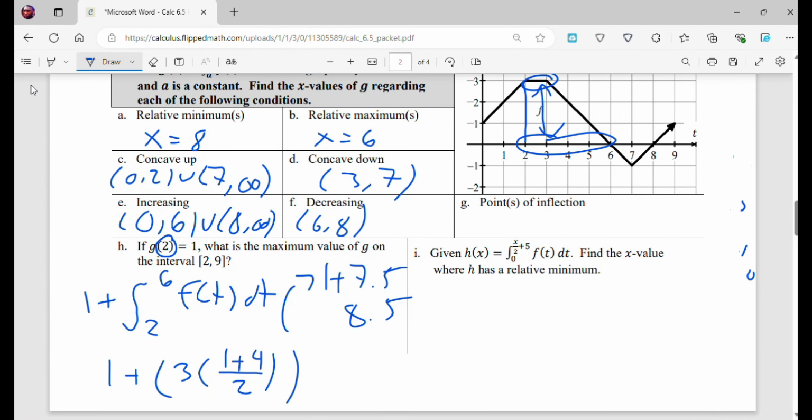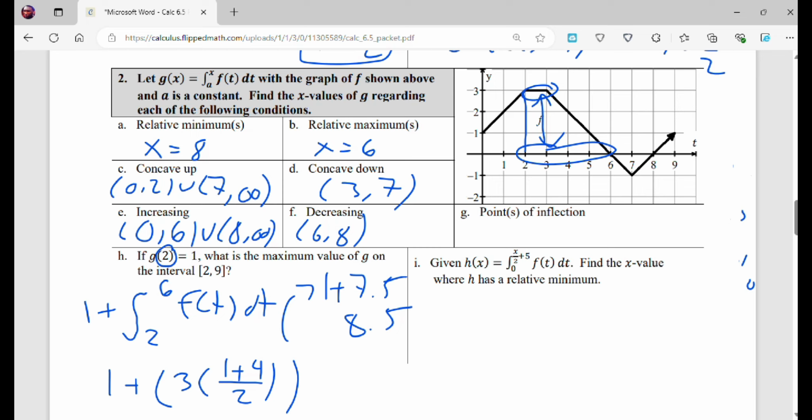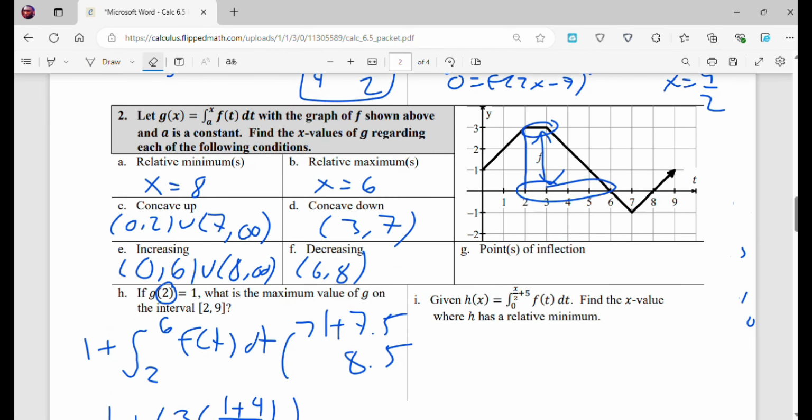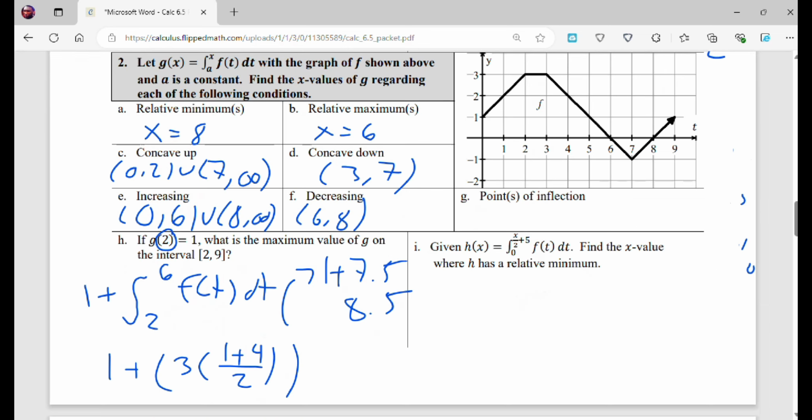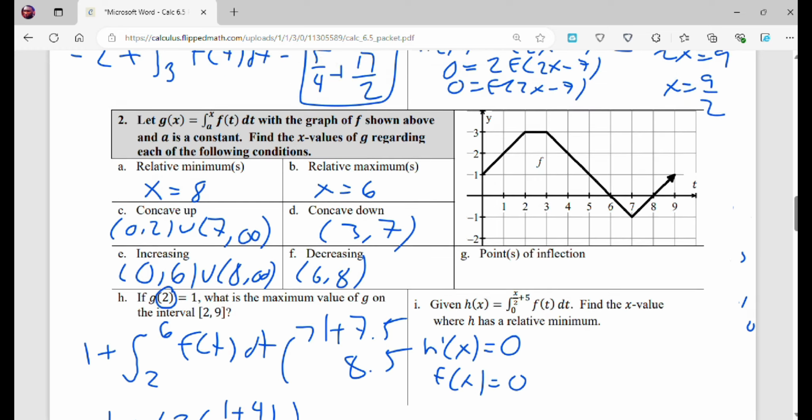All right, given h of x equals the integral from 0 to x over 2 plus 5 of f of t dt, find the x value where h has a relative minimum. Alright, so let's erase all this. Relative minimum. A relative minimum occurs when h prime of x equals 0, right? Same for a max. So that means that f of x equals 0. Since it's a minimum, we're going to look at the 0 where the function goes from negative to positive, which would be right here at 8.